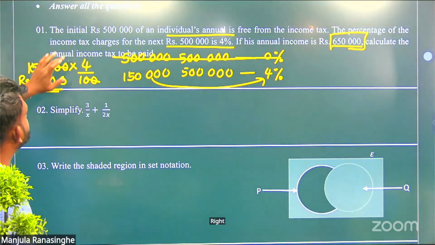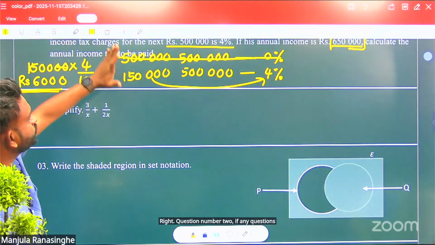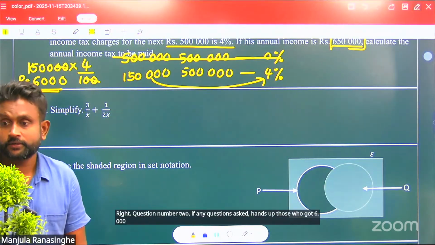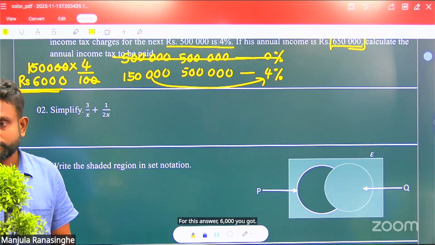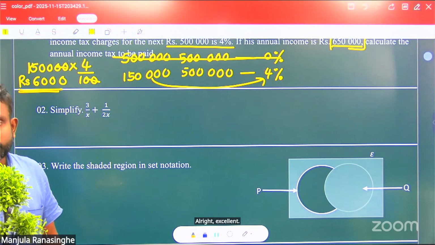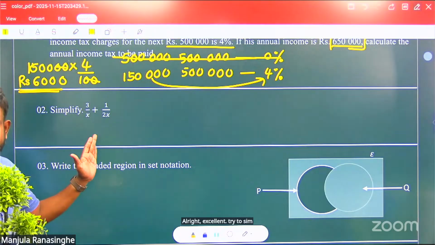Right. Question number 2. Hands up those who got 6,000 rupees for this answer. 6,000 you got. Okay, Sanuji. Right. Excellent. Right, simplify. Now this is all our questions.